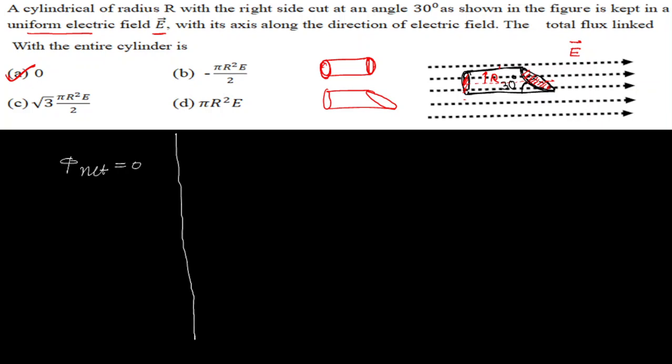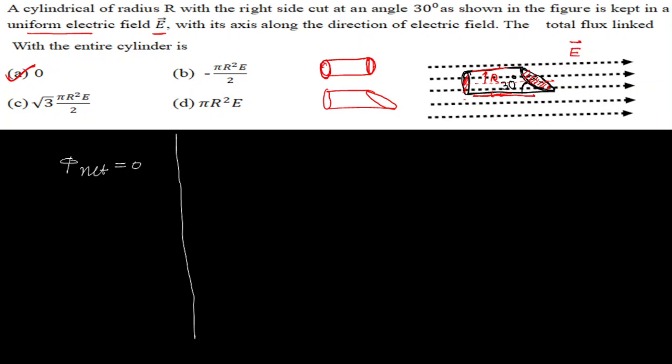Just for extra information, what we are trying to do here is calculate the flux through the different surfaces. So if we want to calculate the flux through the curved surface of the cylinder, and through the flat surfaces, what will be the flux? So it's a uniform electric field. All over the surface, the electric field is constant.